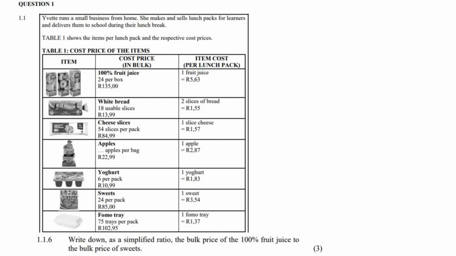This question is for 3 marks. Write down as a simplified ratio the bulk price of the 100% fruit juice to the bulk price of sweets. So the bulk price of 100% fruit juice is 135, and the bulk price of sweets, where's the sweets? 85. Okay, so how do we do this?